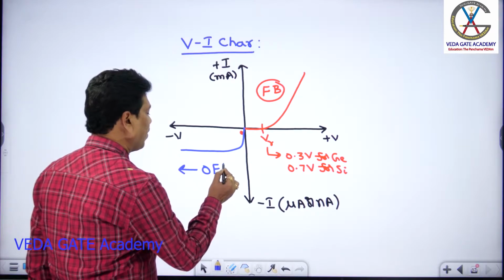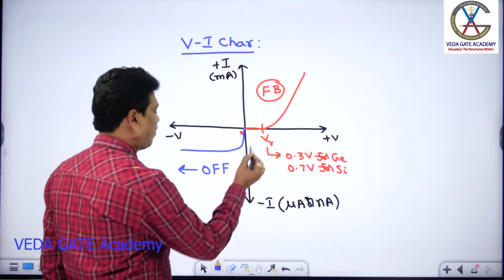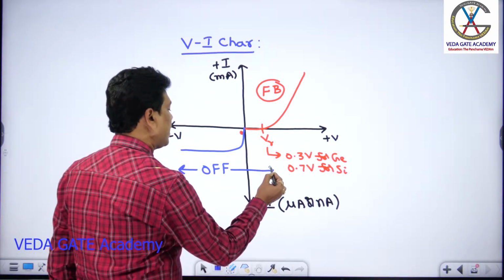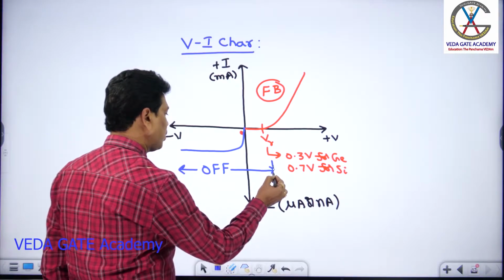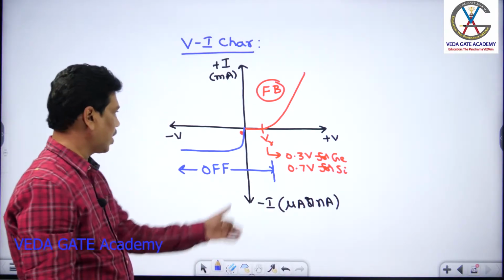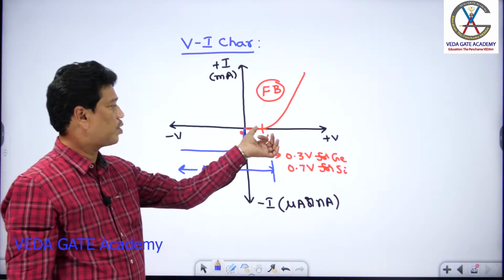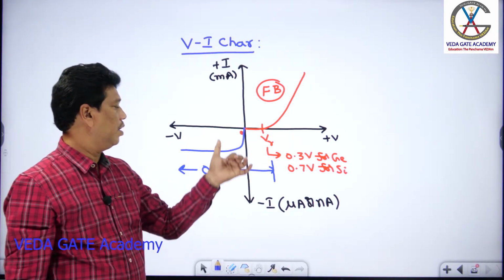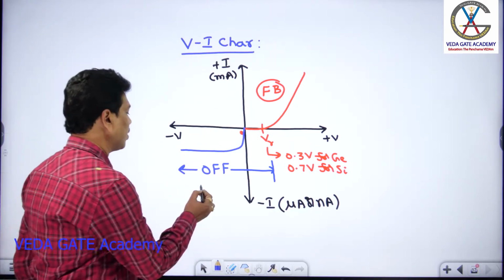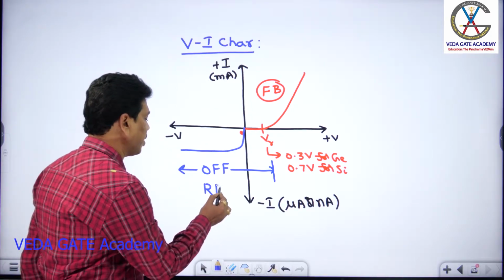And it is not only off in reverse bias, it will be off in forward bias until you reach this barrier potential. Until this cut-in voltage or barrier potential is reached, it acts as an off switch. This is purely due to the barrier effect. So this is the forward bias condition, and this will be the reverse bias condition.